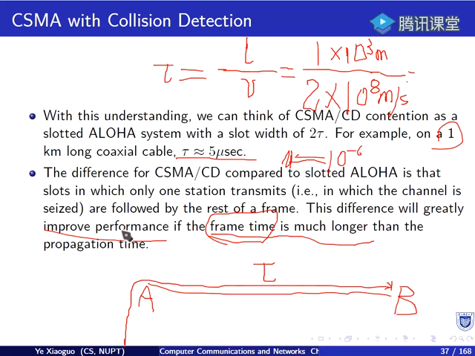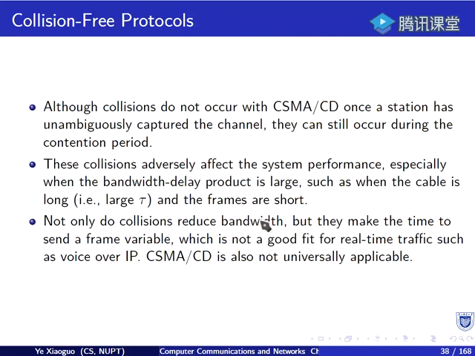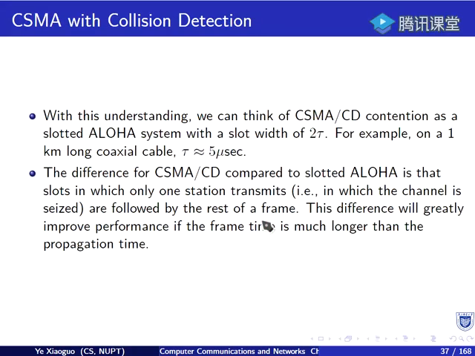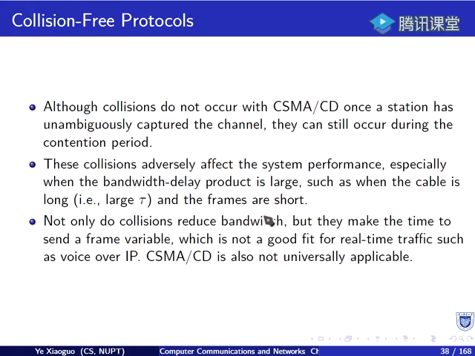So just now we talked about pure Aloha, slotted Aloha, one-persistent, non-persistent, p-persistent CSMA, and CSMA with collision detection. And here we are talking about collision-free protocols. Since collisions will reduce the performance, can we design collision-free protocols?